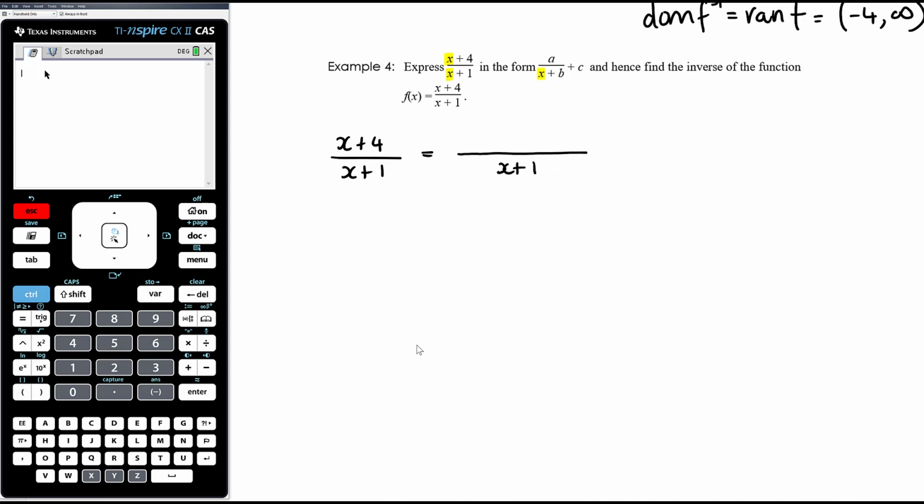Okay, so what we do is we force it up there. I want the denominator to be in the numerator so that I can cancel down, so I'm just going to write it in the numerator. And then I'm going to work out what has to go around it to make it work.